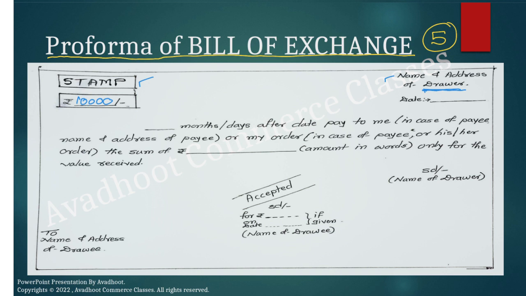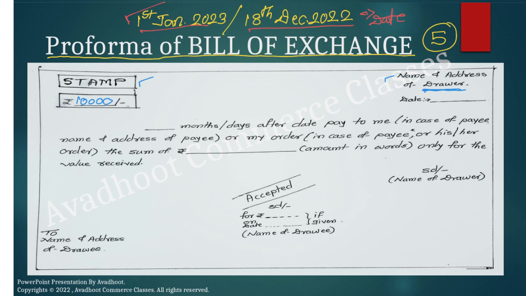Again, last session I told you how to write the date, and today I am telling you again. The date is to be written in this manner: 1st January 2023, or 18th December 2022. This is the way of writing the date. Write only in this manner. After this, that is called the date of the bill.